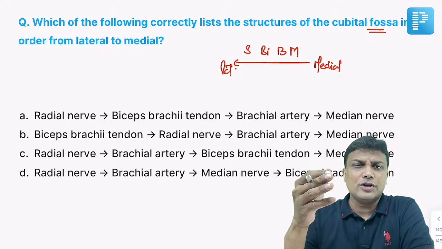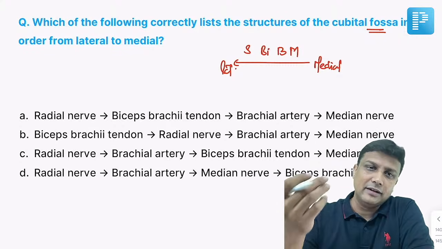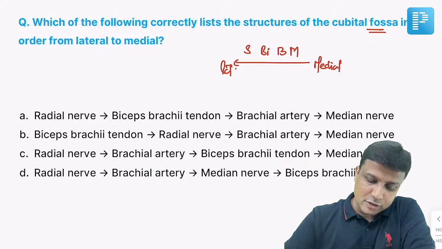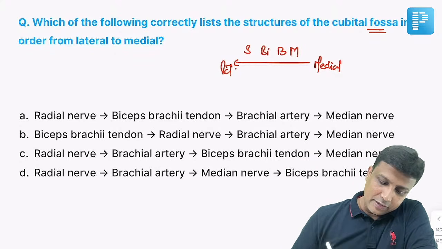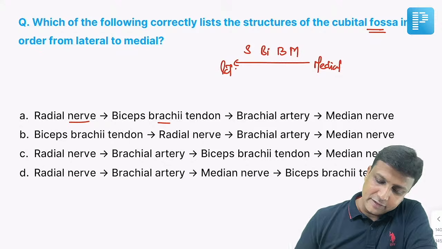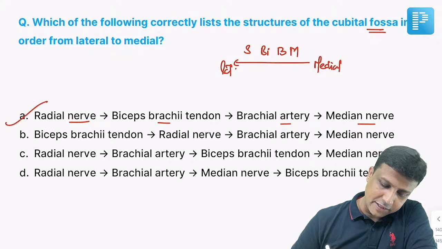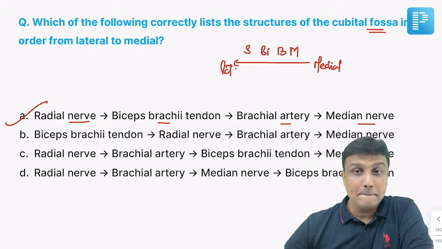And now in the question, they're actually asking from lateral to medial. So I hope you'll be easily able to manage with this one here, sir. On the most lateral side, what will be there? Radial nerve. Then after that there'll be biceps brachii tendon, then brachial artery, then the median nerve, sir. Option A will be the right answer here. Cubital fossa.